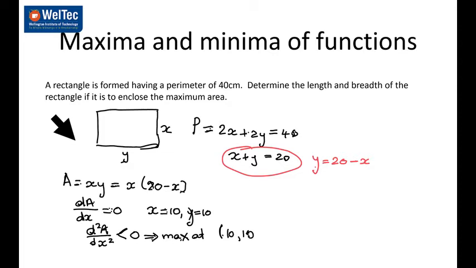Right. Do we need to find the actual area? Read the question. Find the length and the breadth so as to enclose the maximum area. Nope, we found that the measurements of the rectangle are 10 by 10.